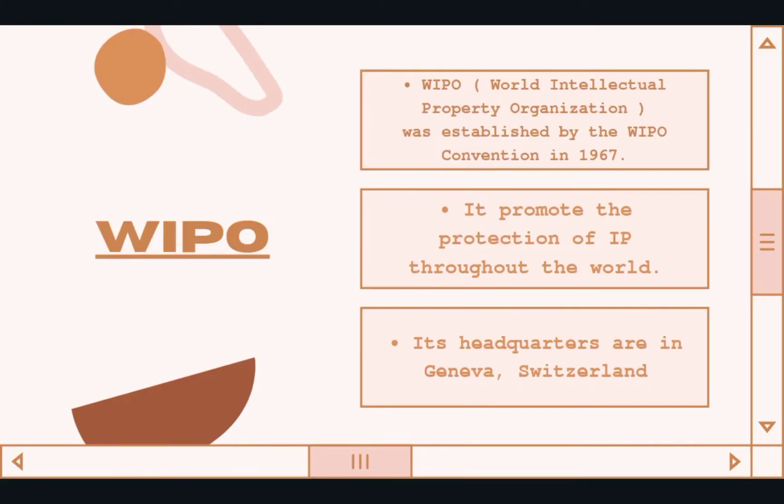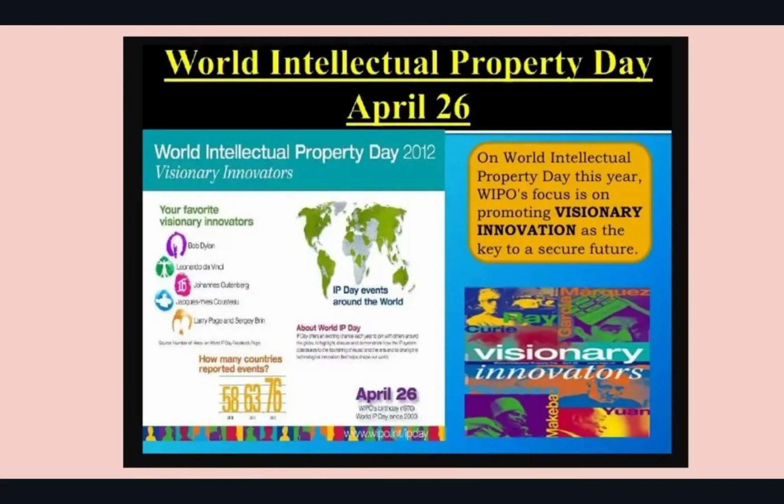WIPO, or World Intellectual Property Organization, was established by the WIPO Convention in 1967. It promotes the protection of intellectual property throughout the world. Its headquarters are in Geneva, Switzerland. On World Intellectual Property Day, April 26 this year, WIPO's focus is on promoting visionary innovation as the key to a secure future.